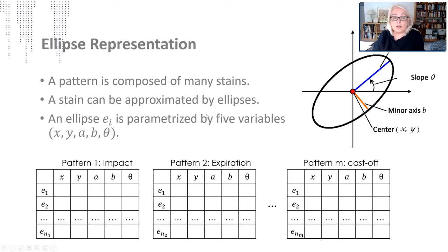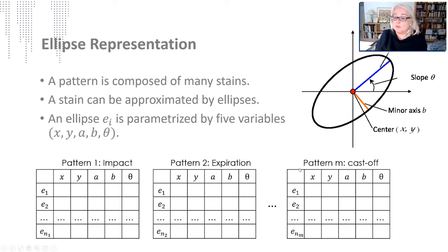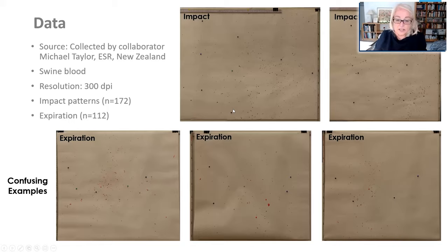And so once you have those measurements, there are many different things you could do. The type of algorithm that Hal and his collaborators are using is actually a statistical algorithm. They are trying to estimate the probability that you would observe these data if the pattern was created by an impact, blunt force impact, or expiration, or cast off, or what have you. So that's a classification algorithm.